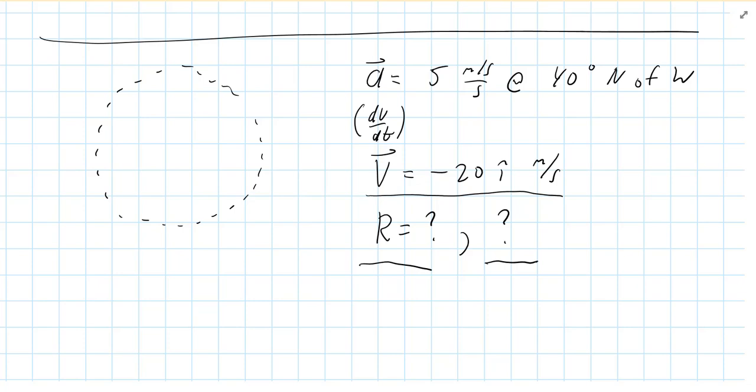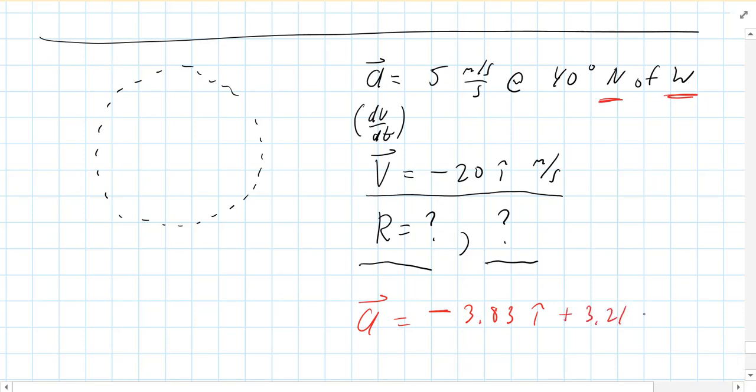The first thing I would do is rewrite the acceleration in unit vector notation. To find the horizontal component, it would be 5 cosine of 40, and it's to the west, so it's negative. 5 cosine of 40 is approximately 3.83, and that would be i hat. Then the vertical component, the j hat component, the north component, would be 5 sine of 40, which gives 3.21 j hat. That's north, so it's positive, it's up. And that's meters per second per second.